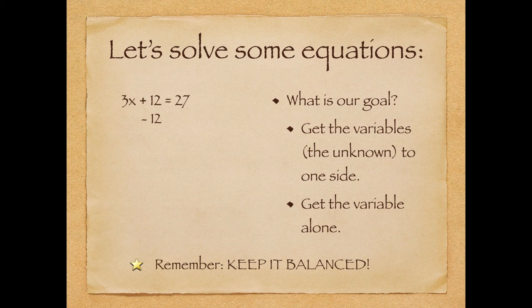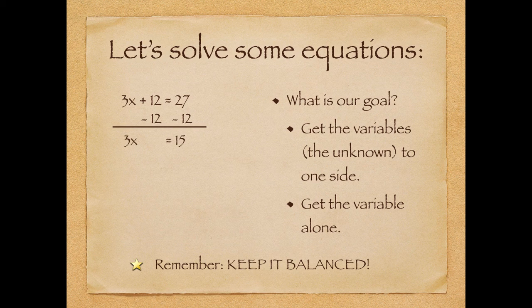I'm going to subtract 12 from this side. And if I do it to the left side of the equation, once again, remember, keep it balanced. I've got to do it to the other side. So we'll do this, and those two 12s will go to 0, and 27 minus 12 equals 15.